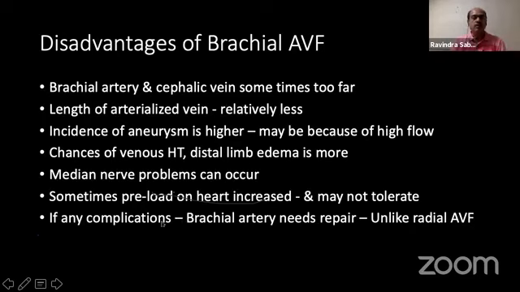And most important, if they develop any problem, like if there is a fistula or an aneurysm in the radial artery, you can just ligate the radial artery, nothing is going to happen. But that cannot be done in the brachial artery. You have to repair the brachial artery, and that really becomes a very challenging thing.